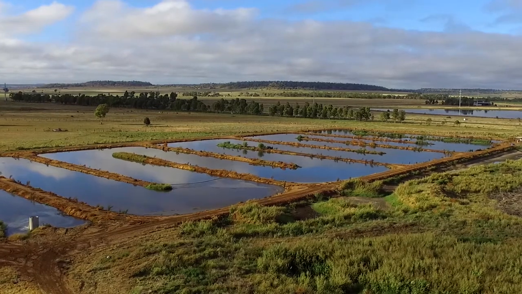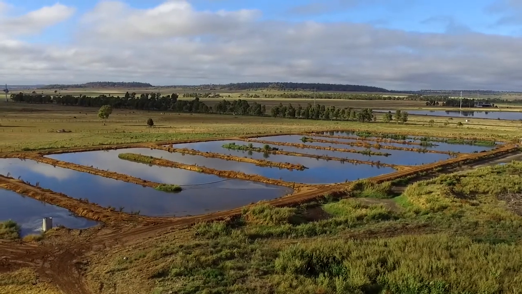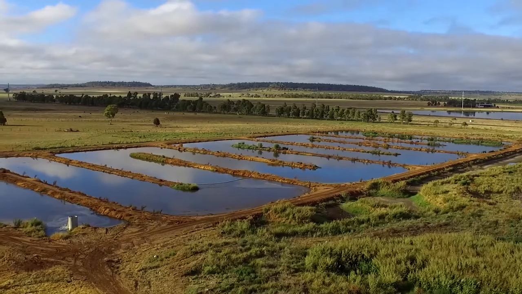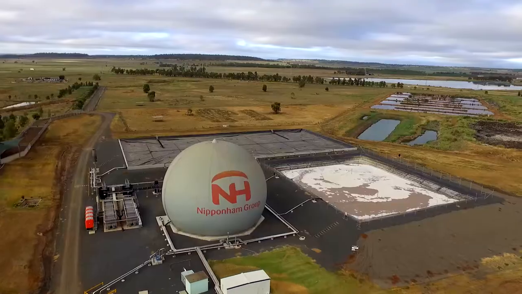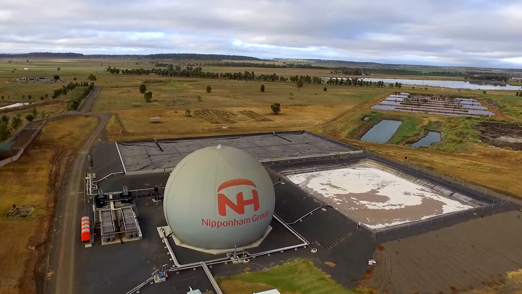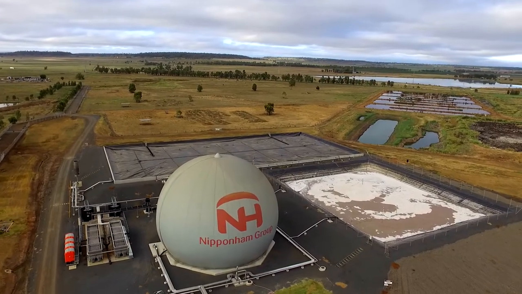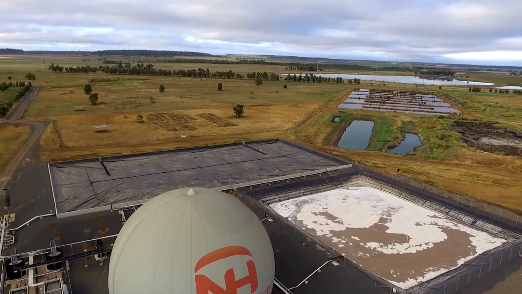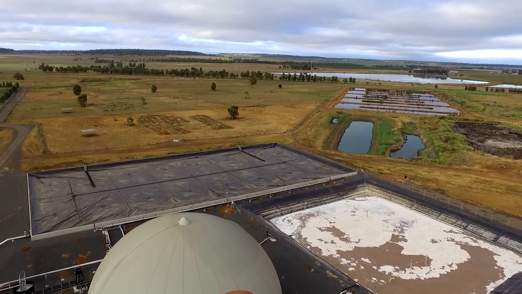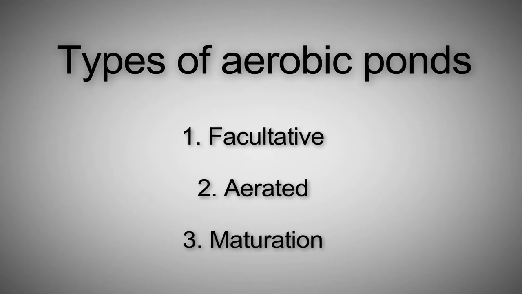The main purpose of aerobic ponds is to reduce BOD concentrations and to ensure that there is a reasonable level of dissolved oxygen in the treated water. They are typically large, shallow ponds, often less than 2 metres deep, which are commonly found downstream from anaerobic ponds in meat processing wastewater treatment systems. There are 3 main types of aerobic ponds: facultative, aerated and maturation ponds.